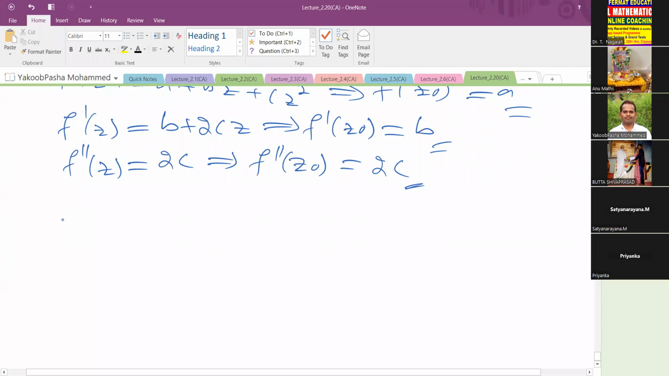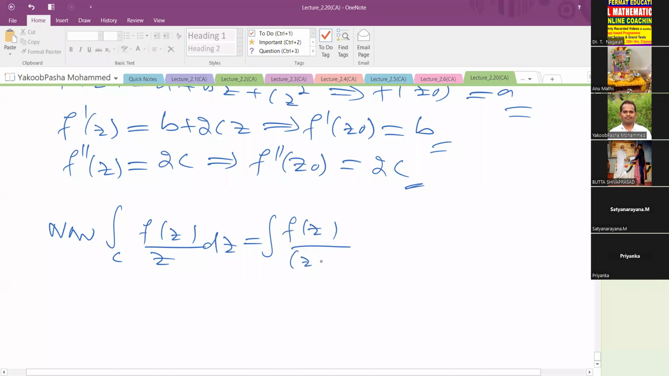Integral over C of f of Z by Z dz, where Z naught is equal to 0 in every case. So this can be represented as integral over C of f of Z divided by Z minus Z naught into dz. Here we have to observe Z naught is equal to 0 and n is equal to 0.